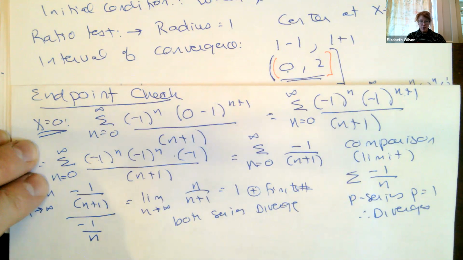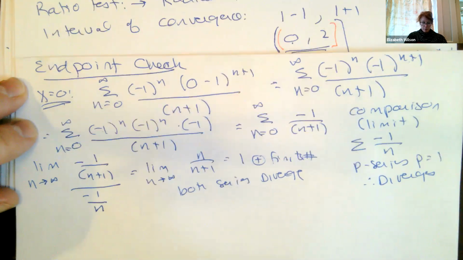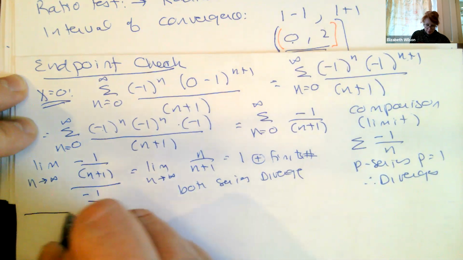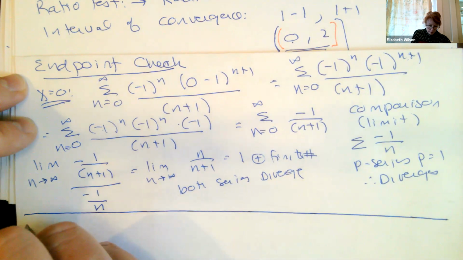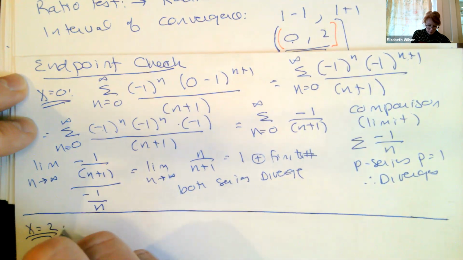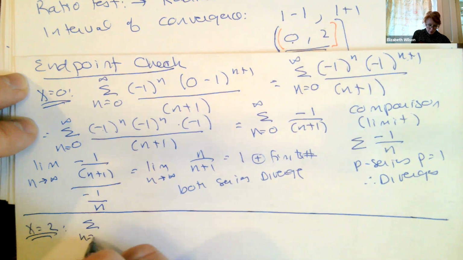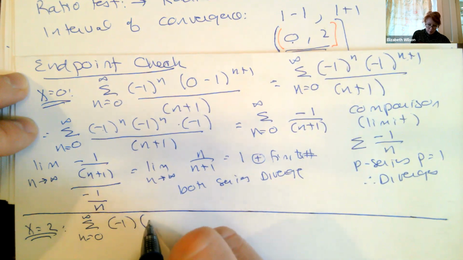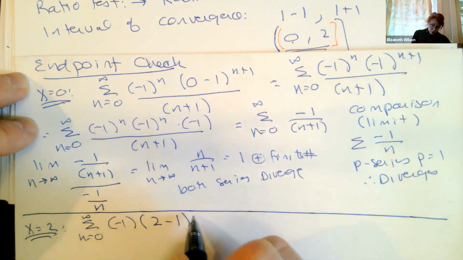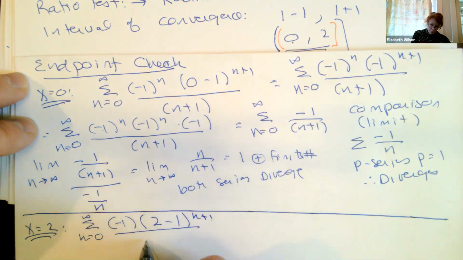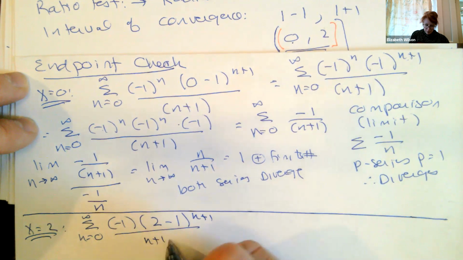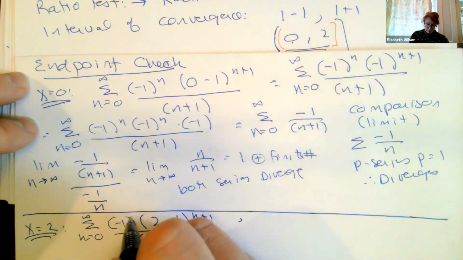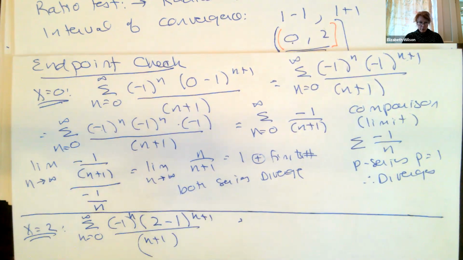Our second endpoint check is doing the same thing but with x equals 2. I'll draw a line here. X equals 2. You can go sum n equals 0 to infinity. I'm going to plug in a 2 everywhere I see an x: minus 1 to the n plus 1 all over n plus 1. Whoops, I'm sorry, there's an n there. Okay, so now let me scroll this up a little bit.